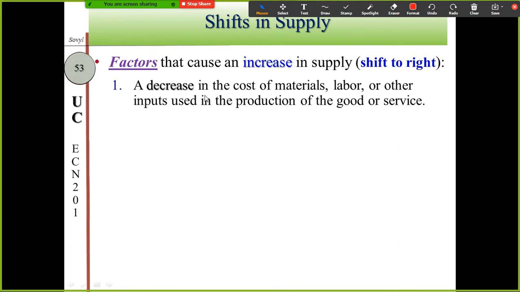a decrease in the cost of materials, labor, and the other inputs used in the production of goods or services. That means labor cost, material cost, or other costs. So in short, cost of production drops, becomes cheaper. When the cost of production is cheaper, producers can produce more, supply more. So they produce more, supply increases, and the curve moves to the right hand side.